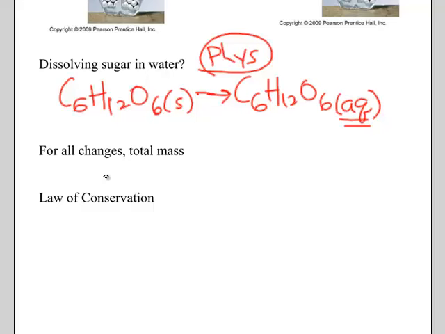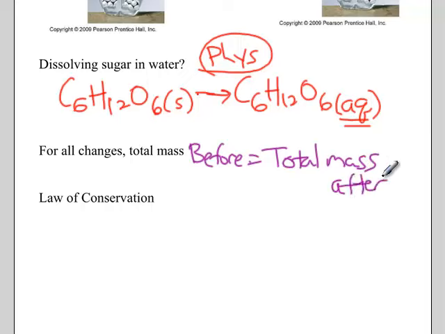Whether we're looking at a physical change or a chemical change, for all changes, the total mass before the change has to equal the total mass after the change. This is called the law of conservation of mass.